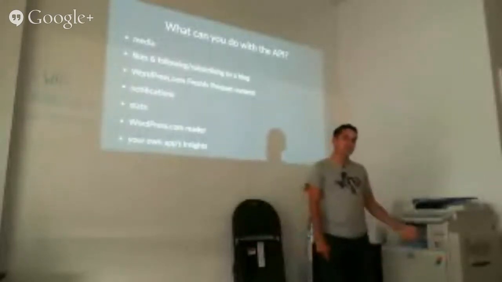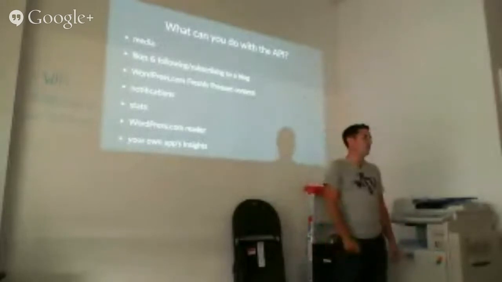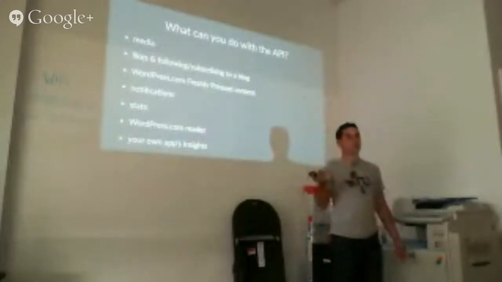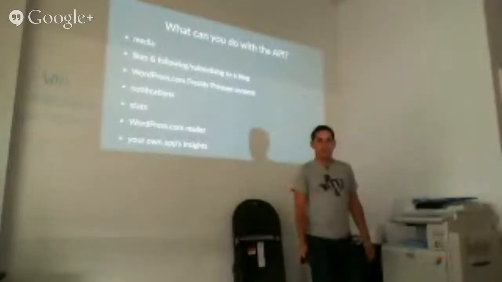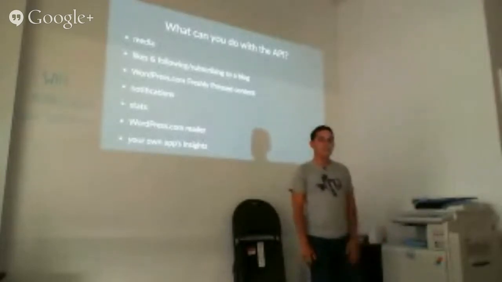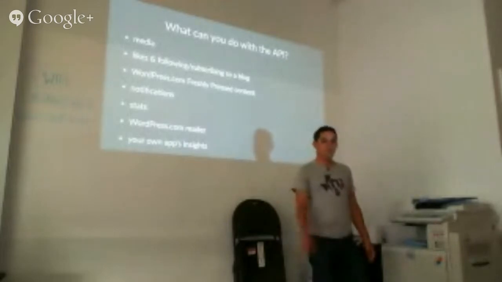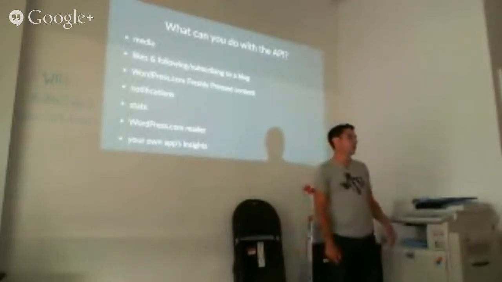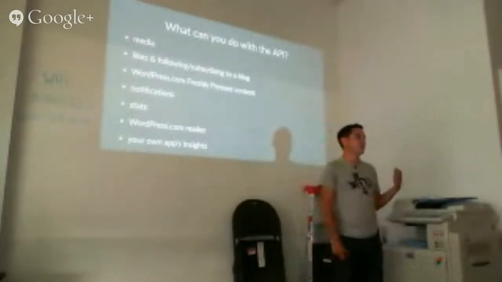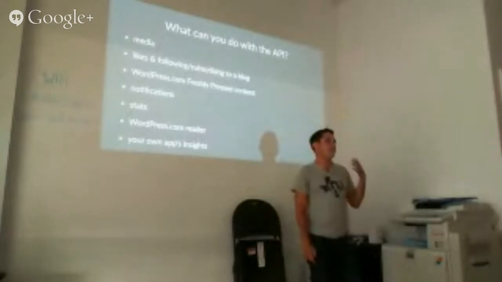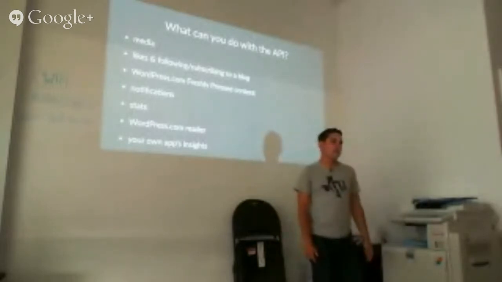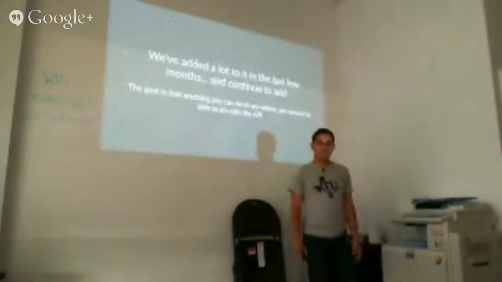You can do stuff with media, with likes. So via Jetpack and WordPress.com, you have a like button, so you can actually create a like dynamically as well. You can interact with WordPress.com's Freshly Pressed and Reader sections. You can work with notifications, with WordPress.com stats, and you can actually gather the insights that your app creates through the same API, which is kind of neat, if you wanted to get that information back into your own dashboard somehow or something like that.